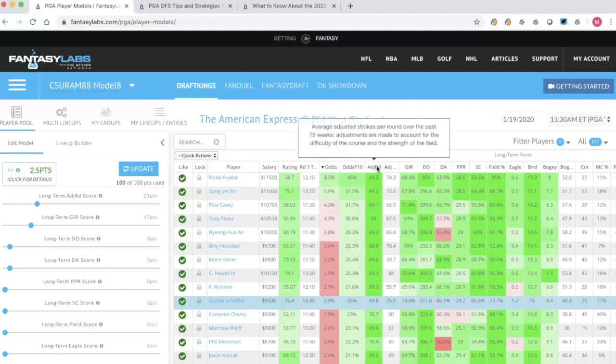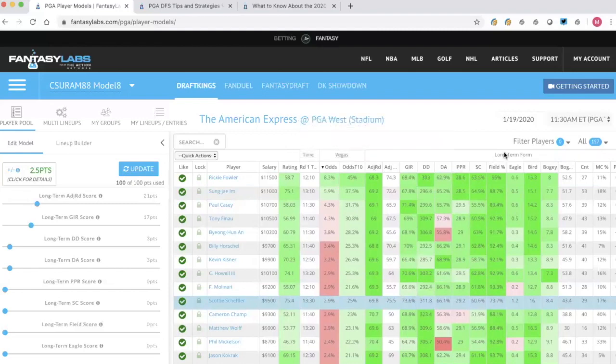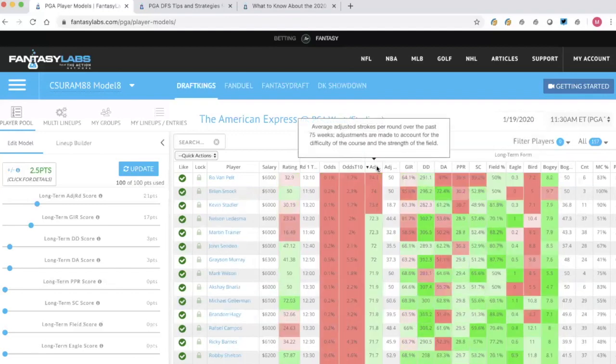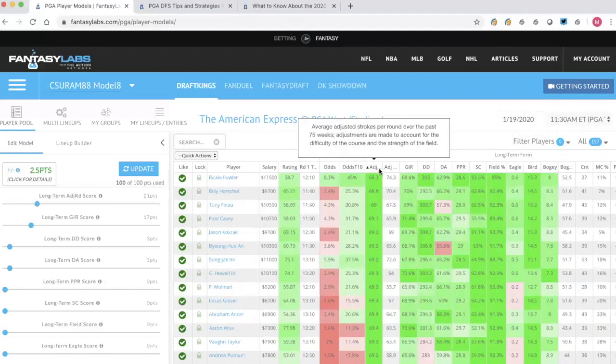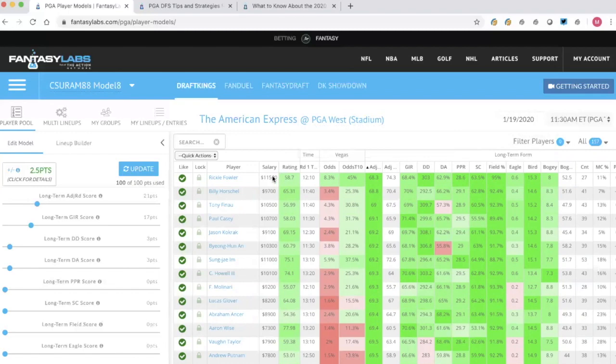Adjusted round score is a proprietary metric that we have that basically just measures how good each golfer has been relative to par. And since this is in our long-term form section, it's going to be over the past 75 weeks. So if you sort by adjusted round score here, you can see that Rickie Fowler has been the best golfer. Not surprising, since he is the most expensive. And then other high-priced golfers are checking in sort of at the top.